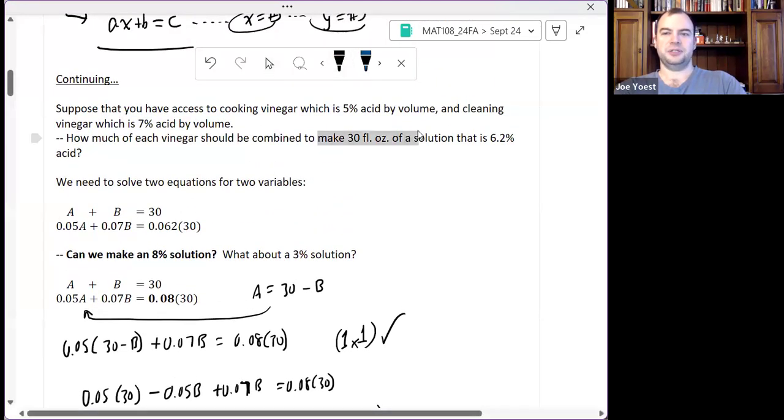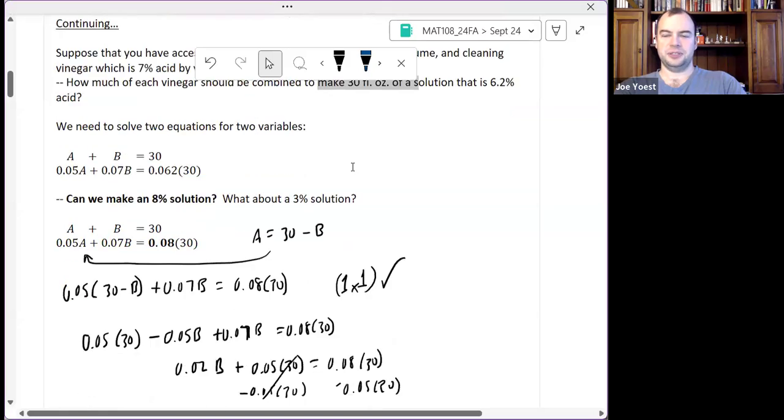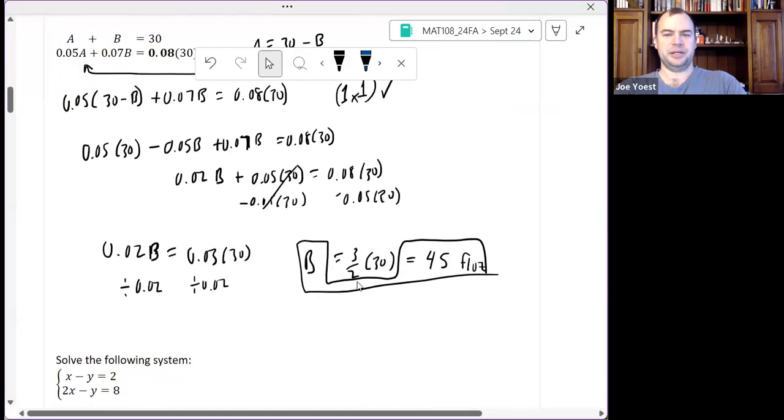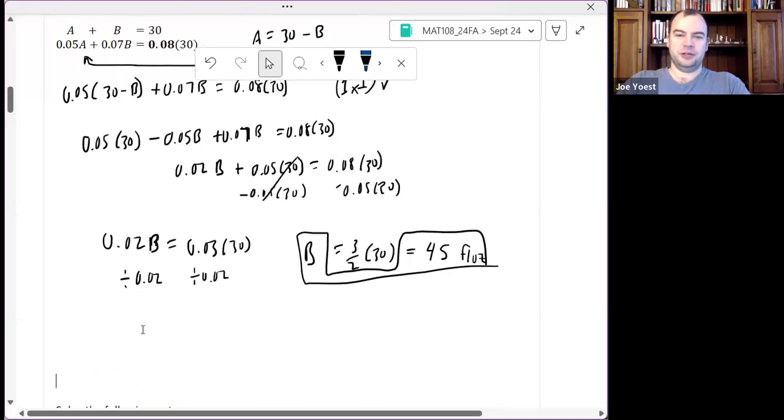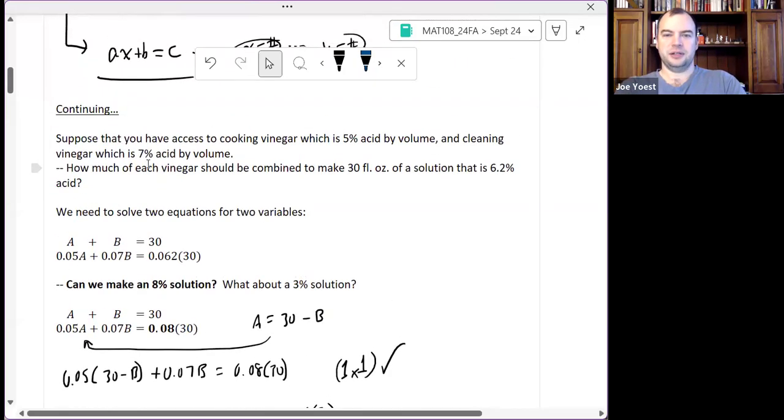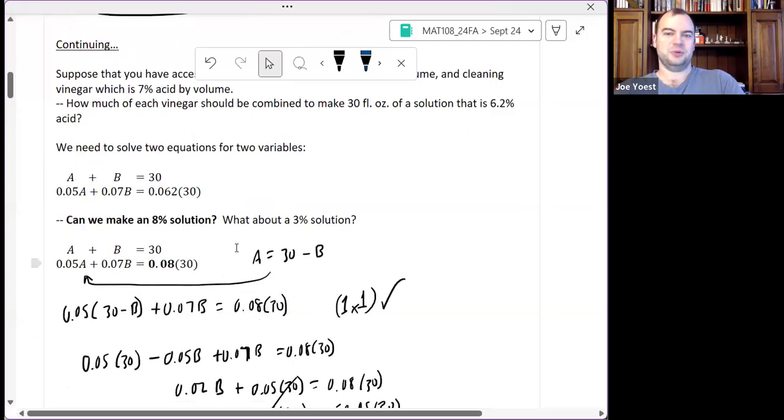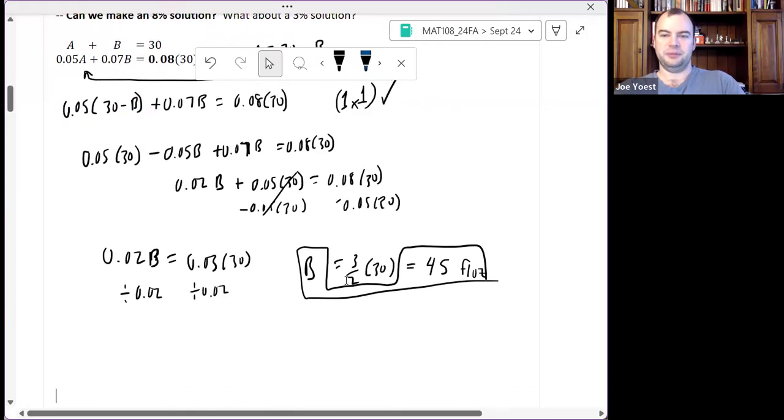So we're looking at this and saying, wait, I need to make a 30-ounce solution, but somehow I end up with 45 ounces of cleaning vinegar that I have to use. That doesn't really make sense. And it makes even less sense when I plug back in and I get A is 30 minus B.